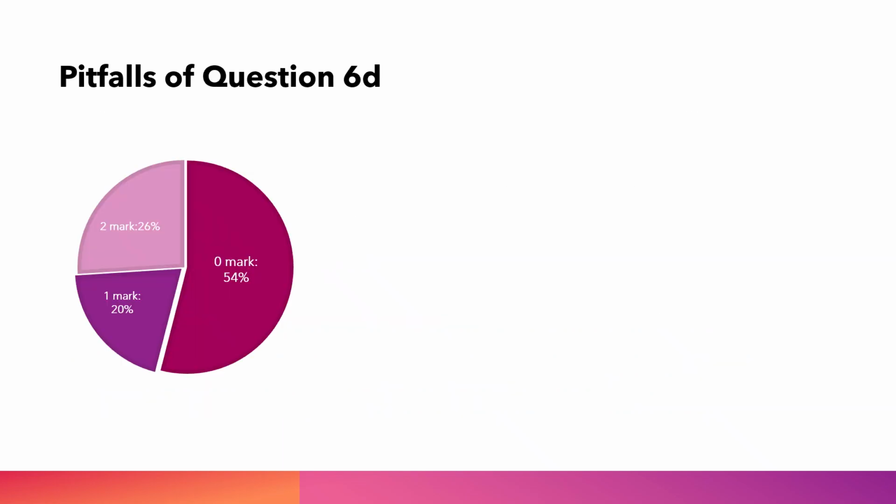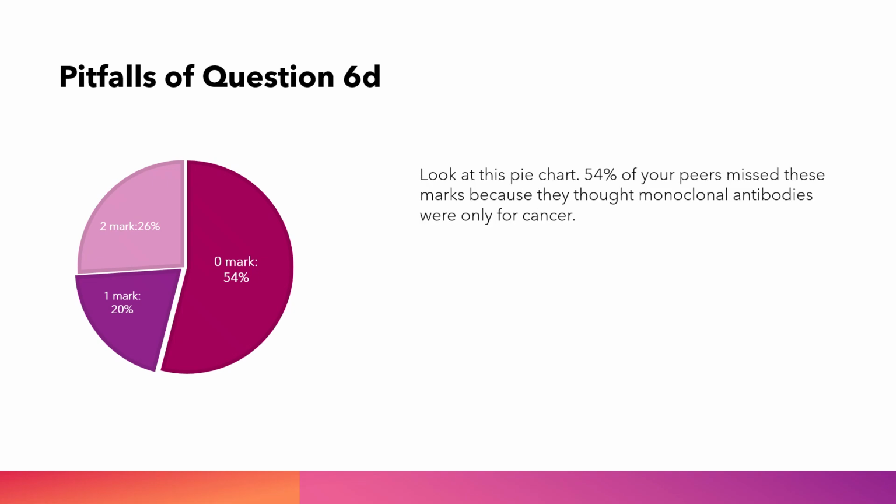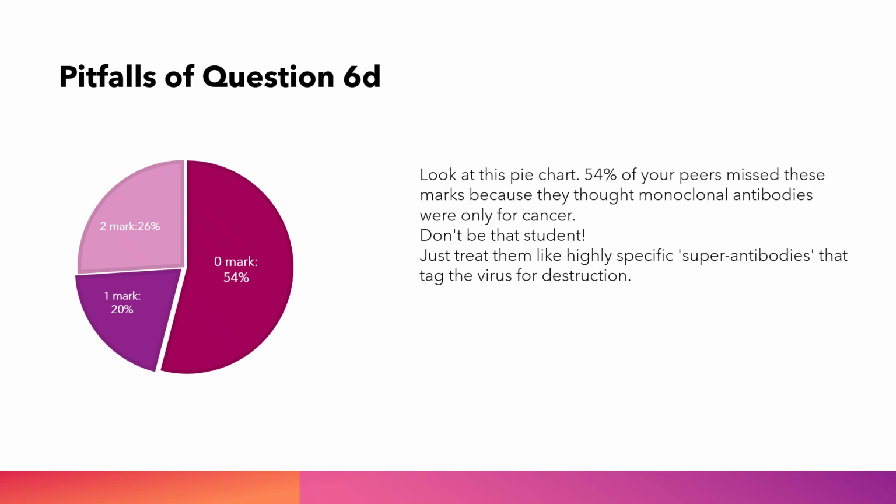Look at this pie chart. 54% of your peers missed these marks because they thought monoclonal antibodies were only for cancer. Don't be that student. Just treat them like highly specific super antibodies that tag the virus for destruction. Mention neutralization and opsonization, and you're already in that top 26%.